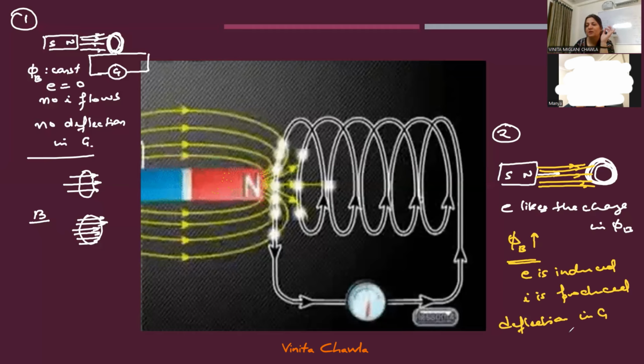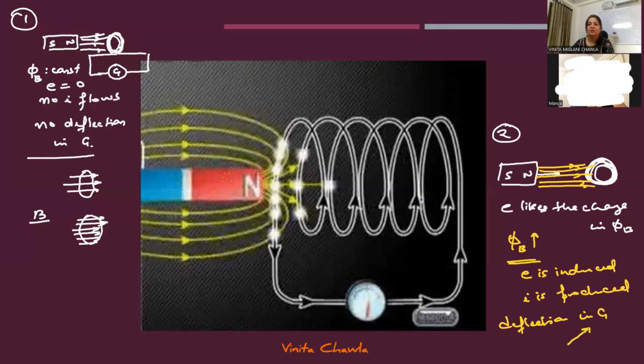Suppose initially it was at the center, the null point, right? Now it is slightly here. Initially the needle was like this, at the vertical position. Now the needle bends towards the left or right side. So this bending indicates the direction of current.